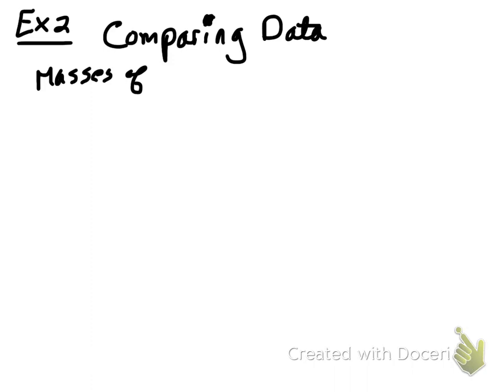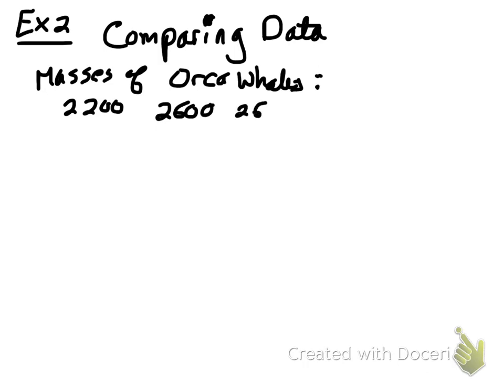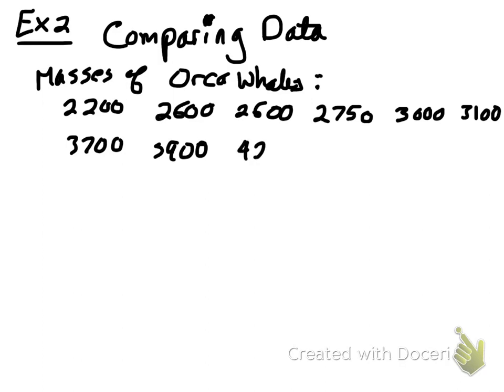So the masses of orca whales, I'm going to list my data set here. We'll put it in number order to begin with: 2,200, 2,600. This is just a sampling of some orca whales. 2,600, 2,750, 3,000, 3,100, 3,700, 3,900, 4,000, 4,200.